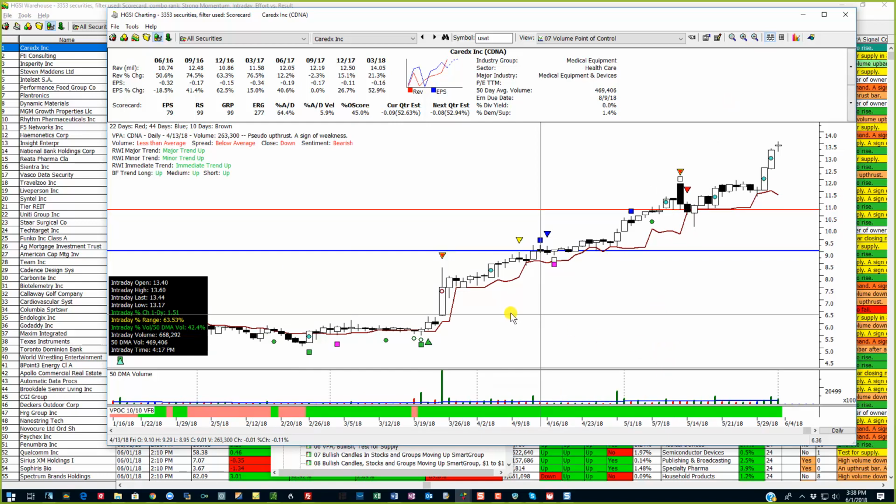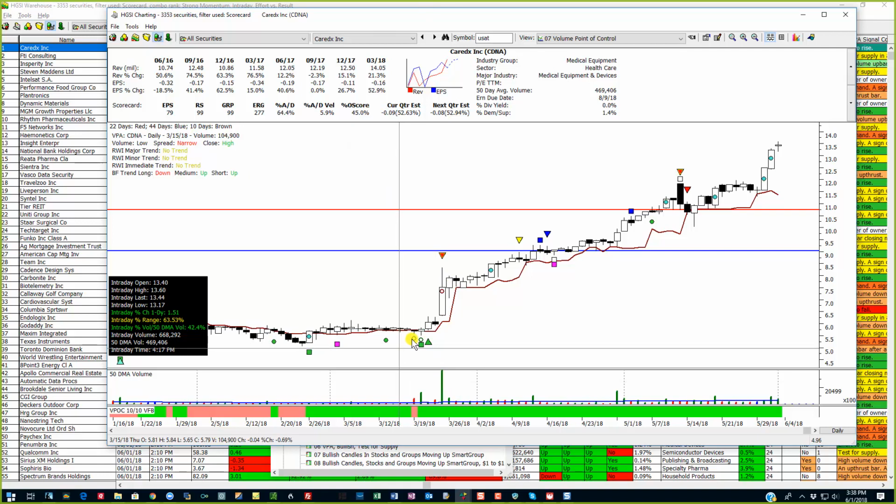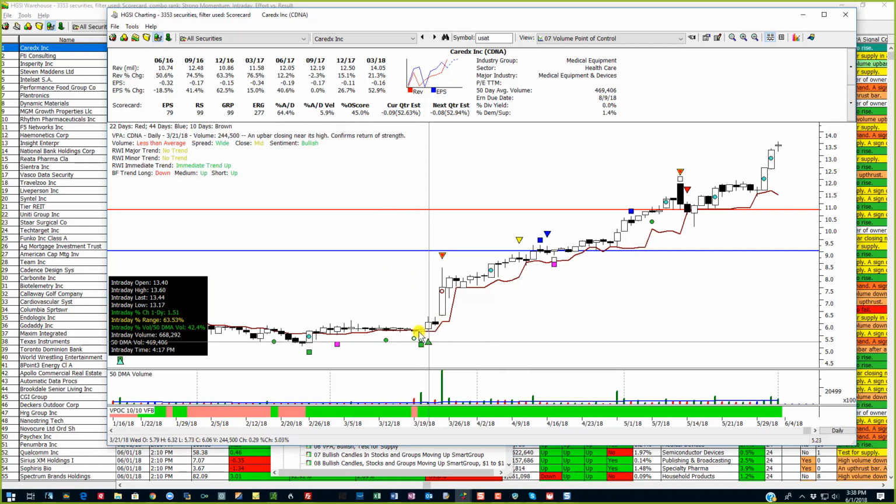It's a beautiful stock, and this is why you really need to pay attention all the time. Now here is the trigger. Look at that trigger down there. And these two circles indicate stopping volume. This here is strength seen returning after a downtrend, and this is confirmation of that strength right here. And then it started moving up, and it never did penetrate this 10-period V-POC again.